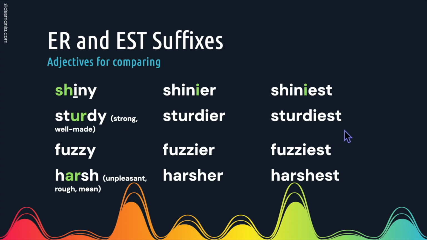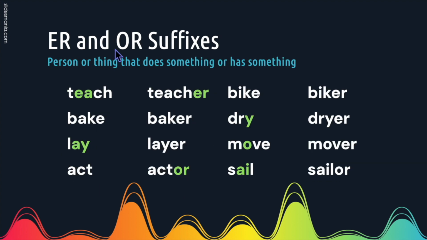Sturdier, sturdiest. Fuzzy, fuzzier, fuzziest. AR says harsh. Harsh means unpleasant, rough, or mean. Harsher, harshest. The suffixes ER and OR refer to a person or thing that does something or has something.